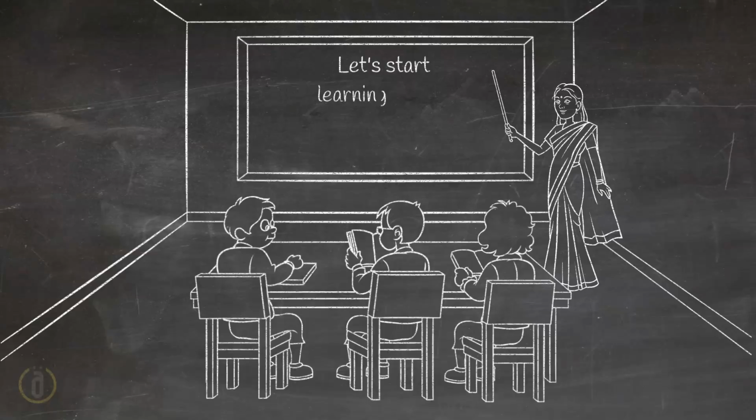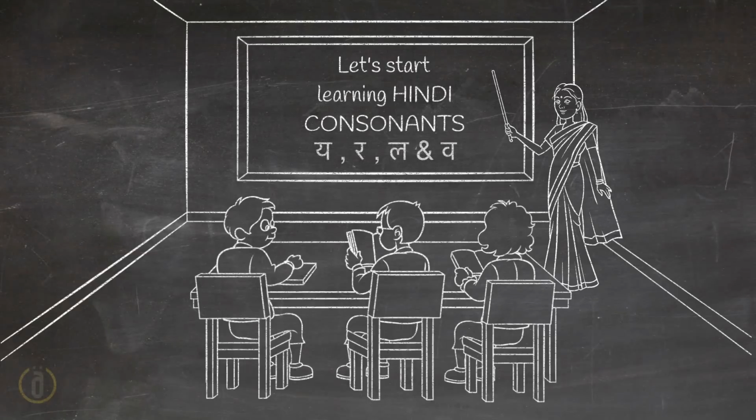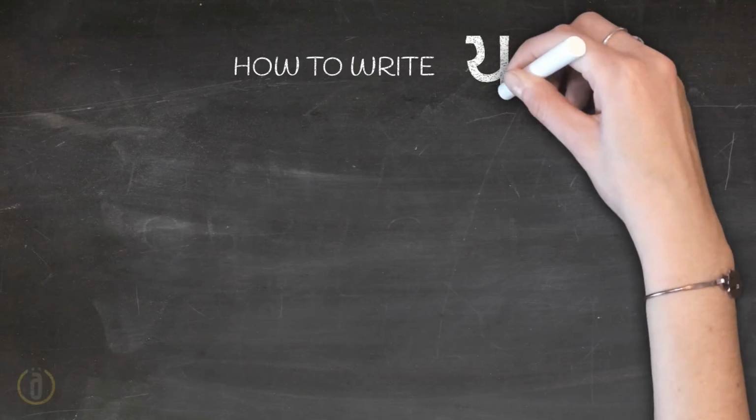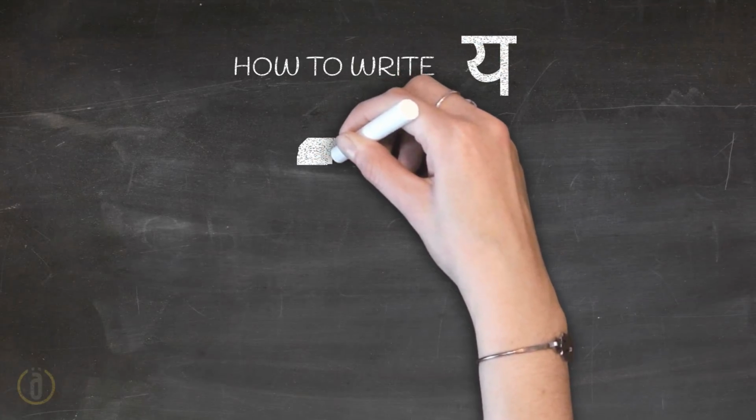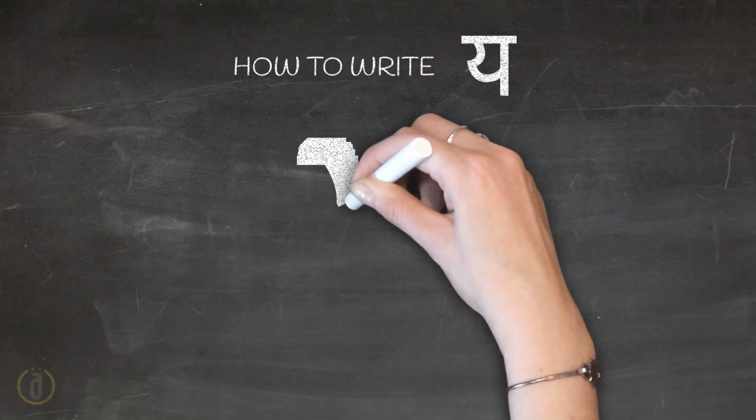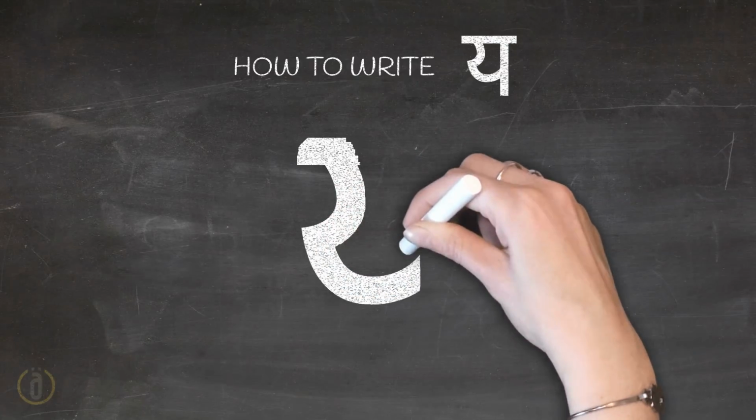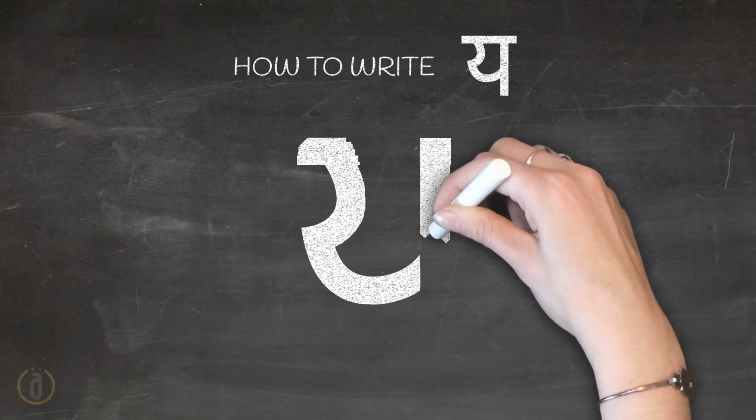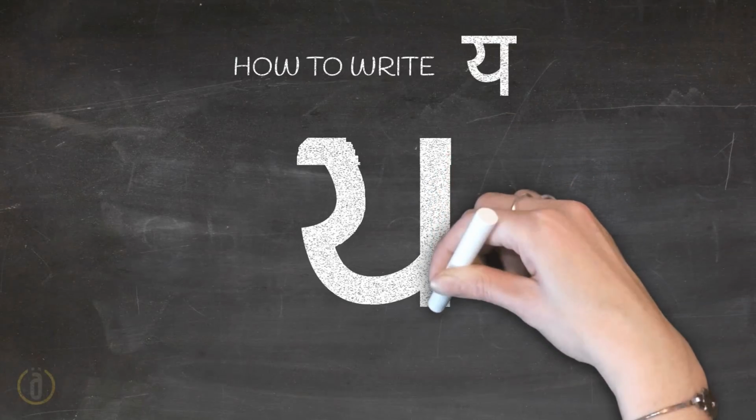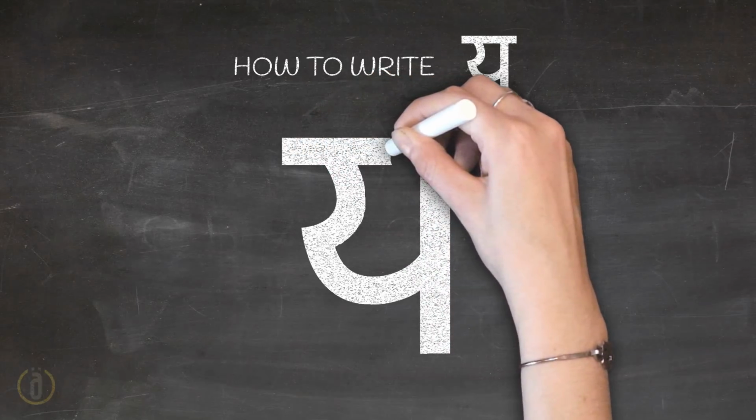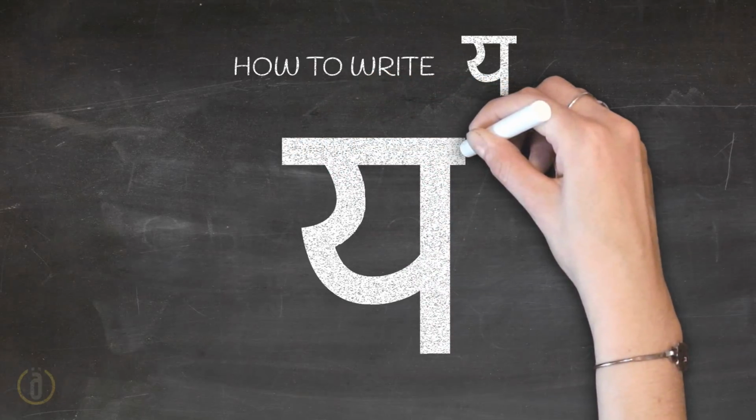Let us start learning Hindi consonants ya, r, l and w. How to write ya? Begin with a small curve and bend it upwards to make another curve as shown here. Connected to that, draw a standing line and finally draw a sleeping line on the top.